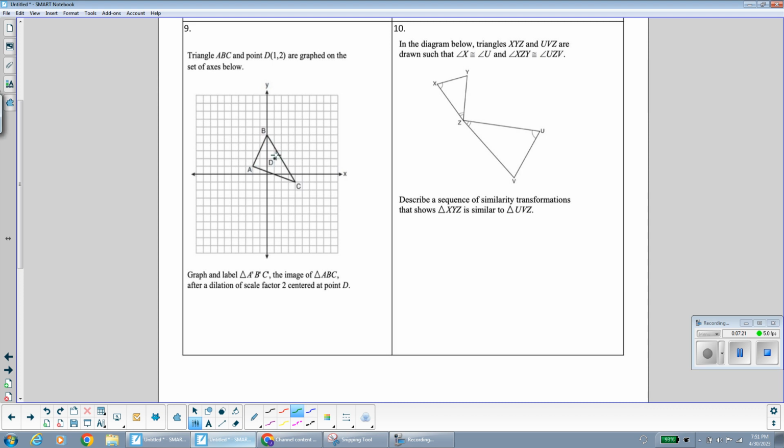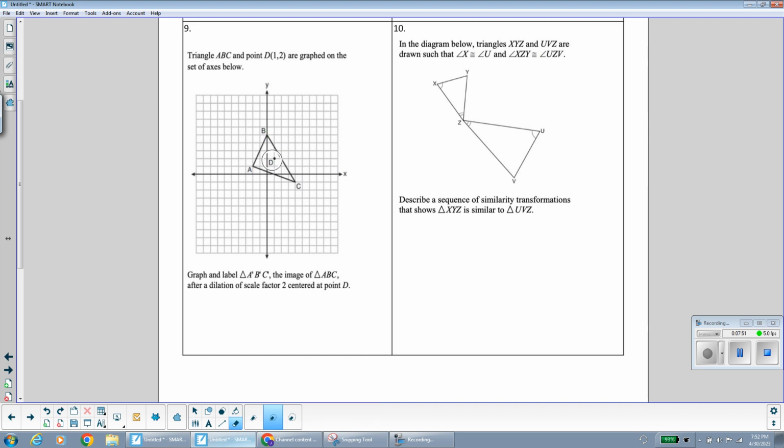So I'm just going to count how many boxes point D is from point B, and then I'm going to double that distance. So that's 1, 2, 3, and 1 over. So I'm going to go another 1, 2, 3, and 1 over. And that's going to be B prime. Sorry, it's a bit messy here on the computer. Let me recount that because this is a bit messy.